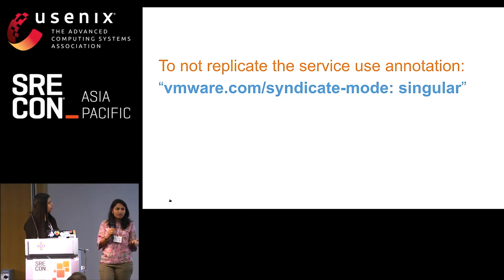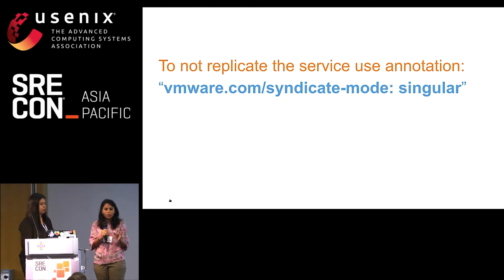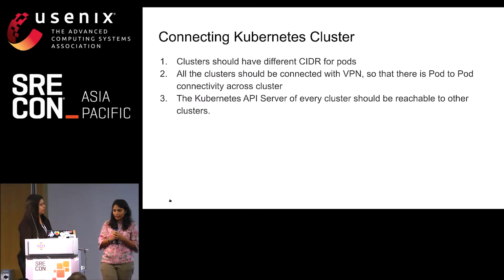We also might have sometimes requirement. We actually don't want some services to be migrated across clusters. We have developed an annotation such as singular, which will help us preventing the services to be migrated to other clusters. Let's say some stateless service with DNS.